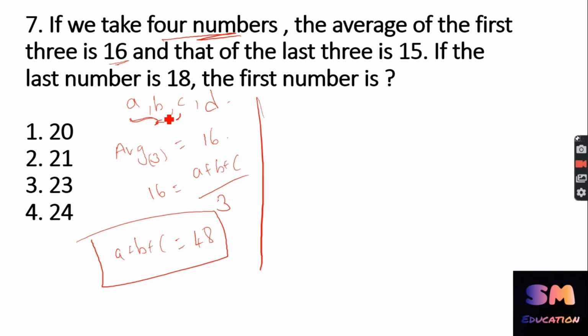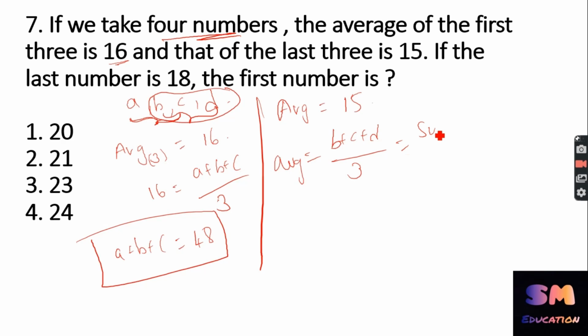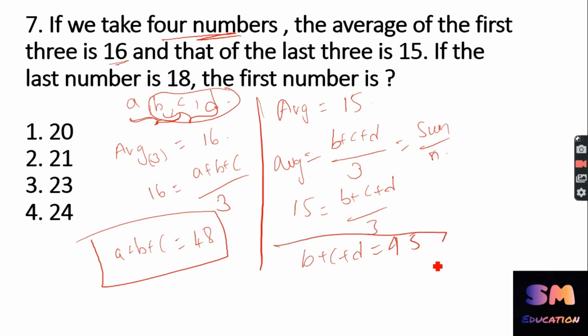Now they gave the last 3 average, that is the BCD average, which is 15. B plus C plus D by 3 equals the average. This is the formula, sum by n. Given the average is 15 for the last 3, so B plus C plus D value is 45.